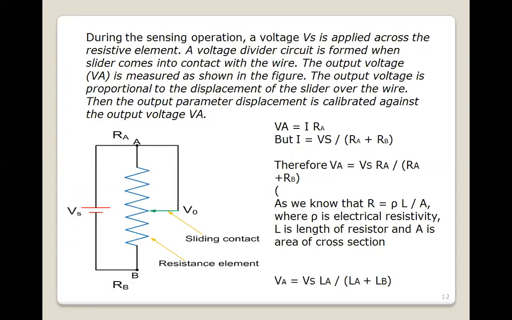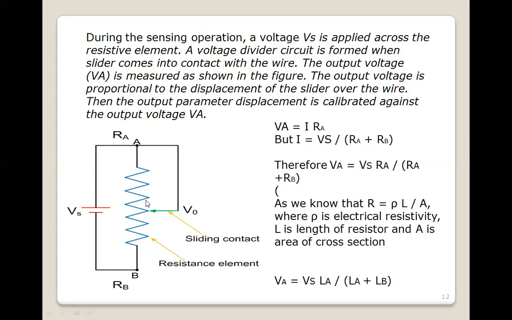So, the working principle of the rotating type of potentiometer, used as a displacement sensor. During the sensing operation, voltage Vs is applied across the resistive element, and a voltage divider circuit is formed. When the slider comes into contact with the wire, the output voltage is measured as shown in the figure. The output voltage is proportional to the displacement of the slider over the wire. Then the output parameter, displacement, is calibrated against the output voltage.